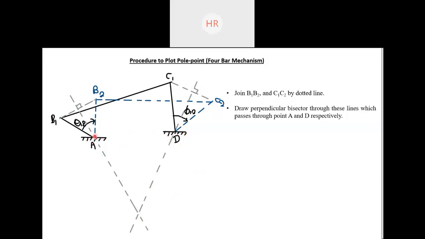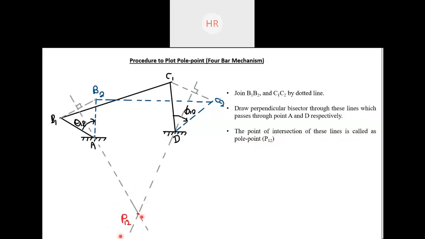The fixed points are point A and point D, or you can say the absolute pole for link AB1 is A. So the perpendicular bisectors are passing through A and D. At the intersection of these two perpendicular bisectors, we get the point P12, which is the pole. The point of intersection of these lines is called the pole point.